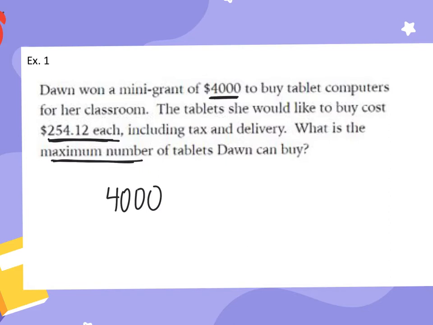So $4,000 is how much money we have, right? And this $254.12 is how much we're spending. So the amount of money I have and the amount of money I'm spending are always going to be on opposite sides of an inequality. The $254.12 is actually being multiplied by the amount of tablets, but we don't know how many tablets there are, do we? That's what we're solving for. So we need to insert a variable in this equation. What variable do we want to use? X? Okay. So 254.12x. And now I need an inequality symbol.